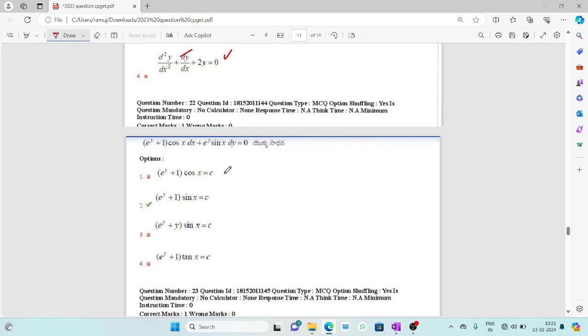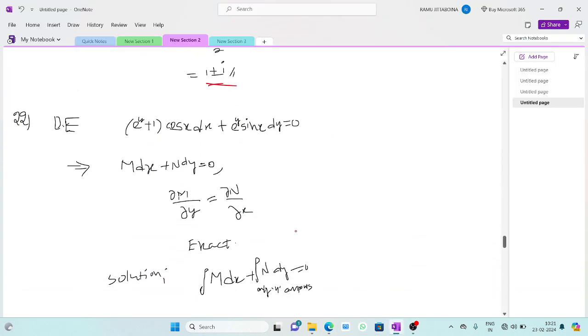So 22: he provided one differential equation and is asking for the solution of this differential equation. Whenever a differential equation question comes, the simplest method you can use is the exact method. If you proceed with this method, you can solve any differential equation question in less than 1 minute. So I will tell you how to proceed with the exact method.